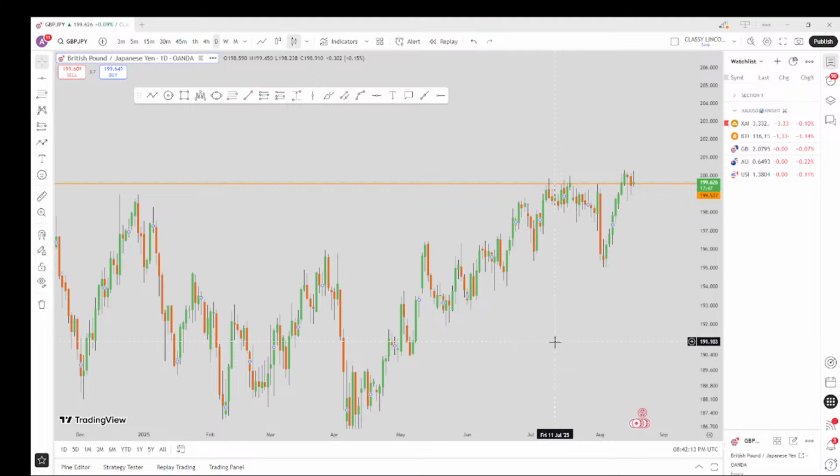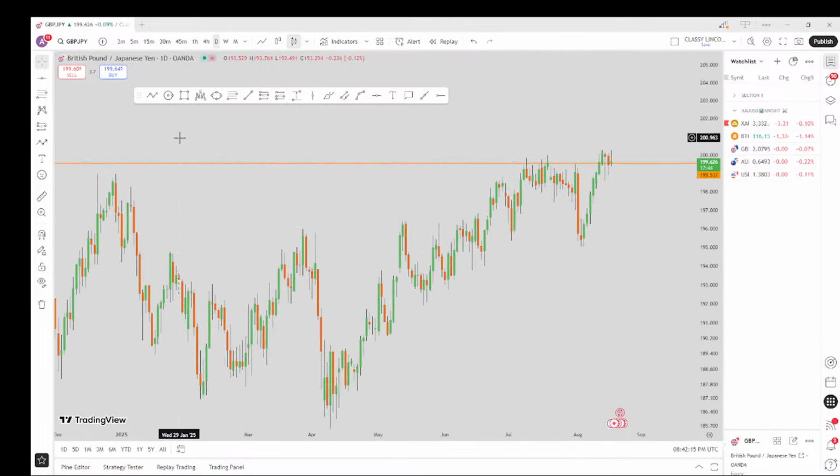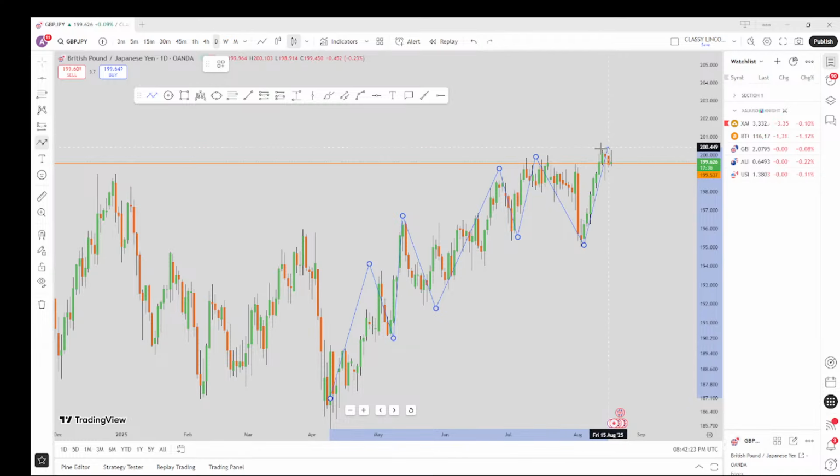GBP JPY is in what? An uptrend. So having GBP JPY in an uptrend, higher highs, higher lows, higher highs, higher lows, over and over again, equal lows, higher high. We are expecting what, just like that. This is what we are anticipating, right?